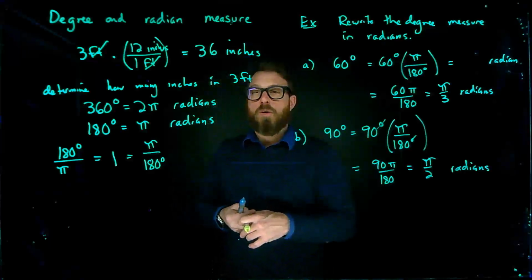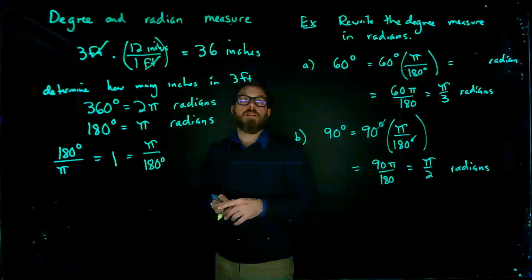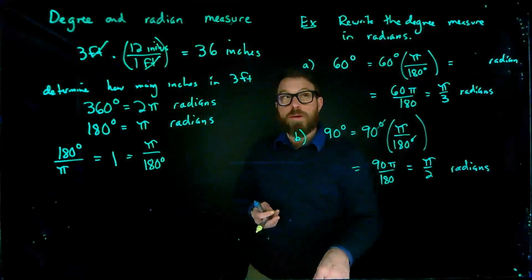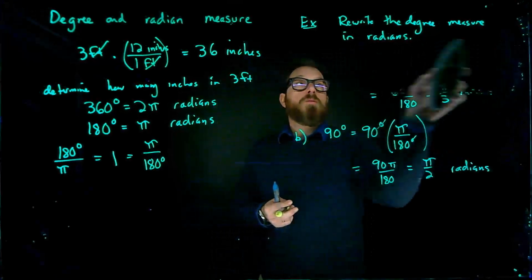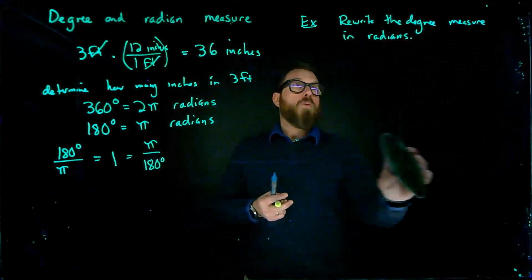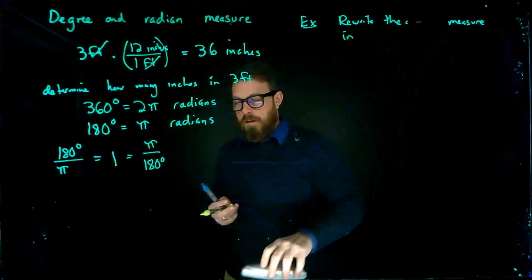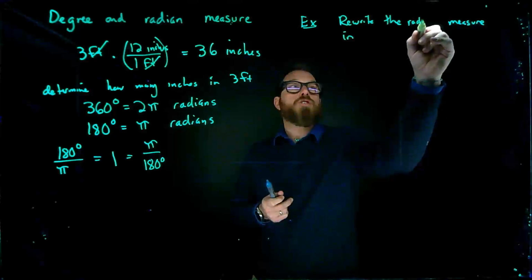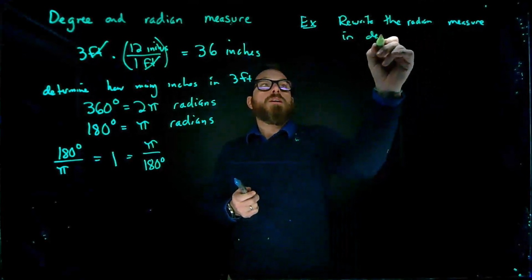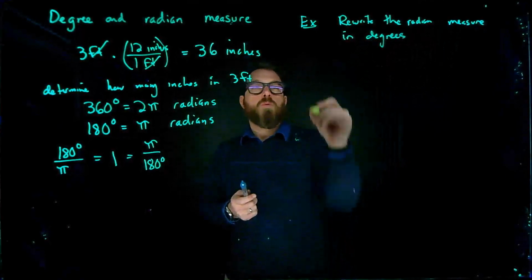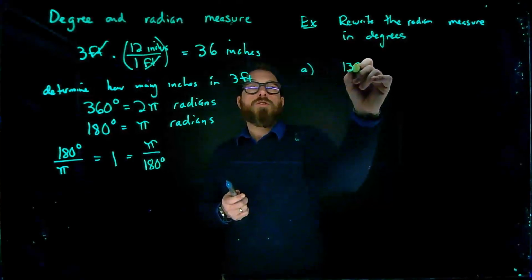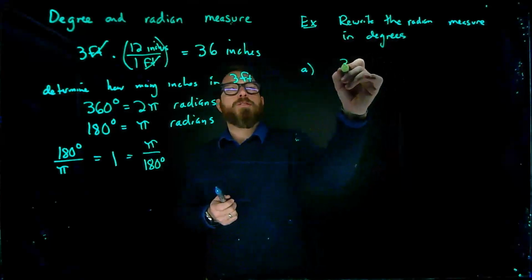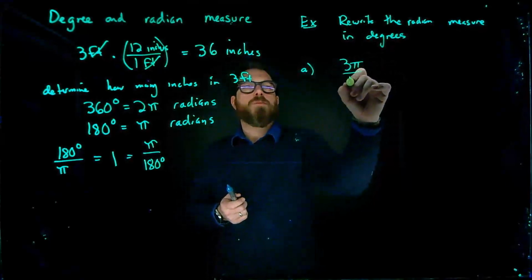Now, if I want to go the other way, what if I'm giving you radians and I want to go back to degrees? Well, it's as simple as using that unit factor instead. So if I want you to rewrite the radian measure in degrees, well, let's start out with, say, A is equal to 135 degrees. Not bad. I don't want that. I want 3 pi over 4. I might have just given you the answer, but we'll know in a minute here, won't we?